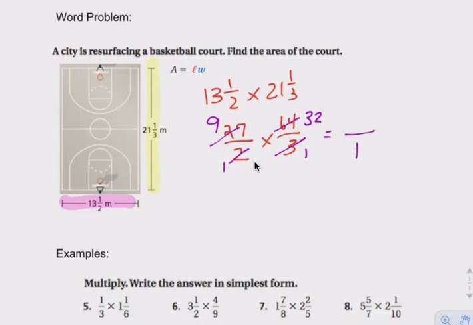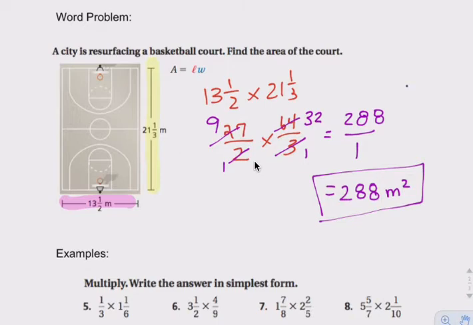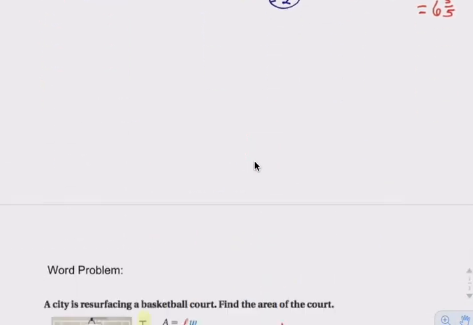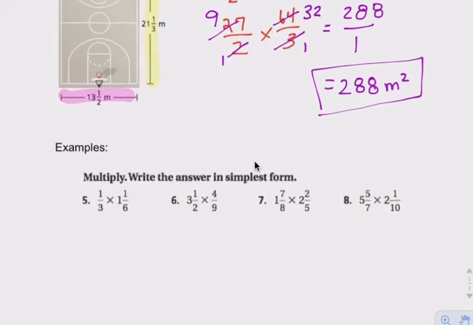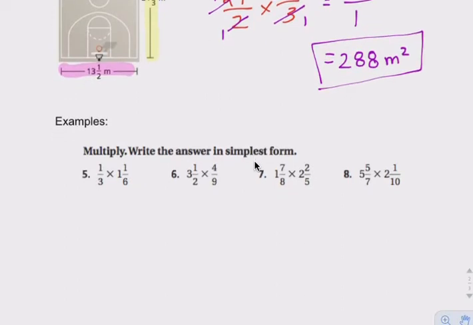9 times 32. Here's where that mental math and that distributive property comes in very handy. 9 times 30 is 270, plus 9 times 2 is 18. 270 plus 18 is 288 over 1, or 288 square meters. And there's our answer. We're getting a little more involved in our work, so let's make sure that we're circling or boxing in our final answers. I think actually boxing it in is a little neater.